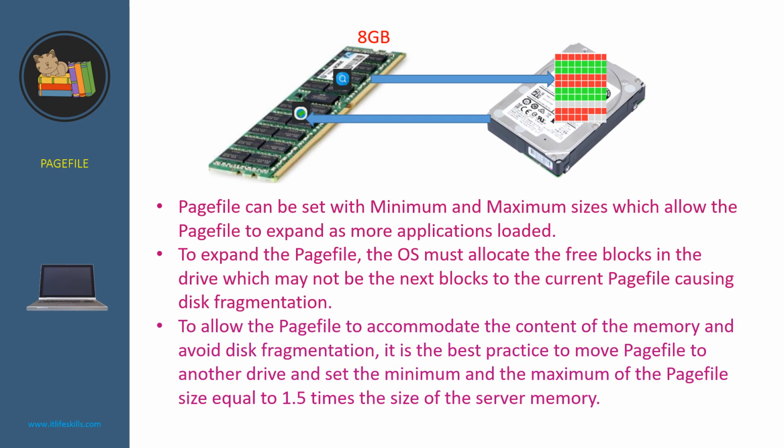To allow the page file to accommodate the content of the memory and avoid this fragmentation, it is the best practice to move page file to another drive and set the minimum and the maximum of the page file equal to 1.5 times the size of the server memory. So if this memory is 8 GB, we should set the minimum and the maximum of the page file size equal to 12 GB, which is 1.5 times of 8 GB.